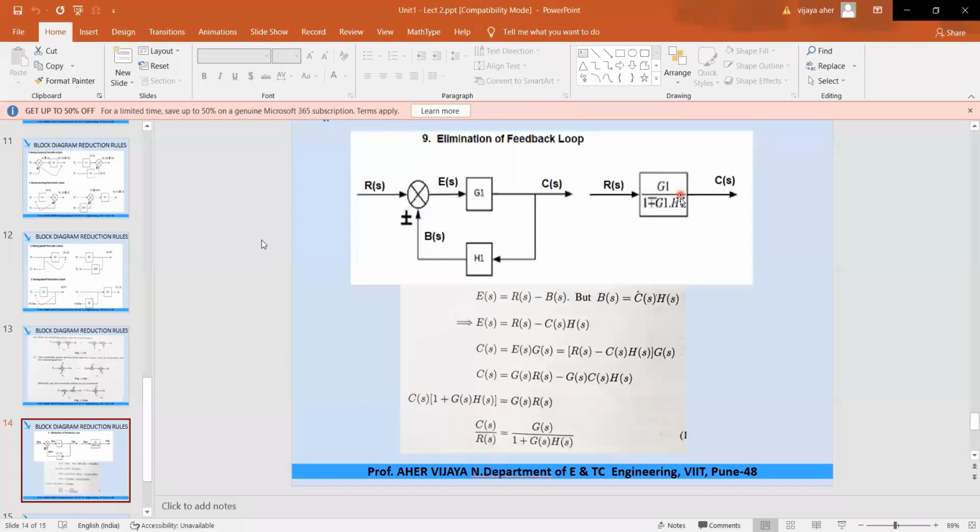This transfer function is the transfer function of the feedback loop. The big block diagram of the feedback loop, we are going to replace with one block, with this transfer function. So how you will get this transfer function, that I am going to explain now. Now listen to me carefully. Here is the derivation.